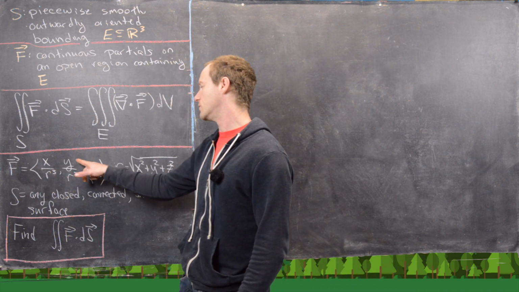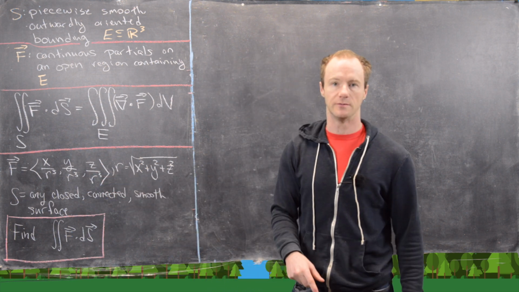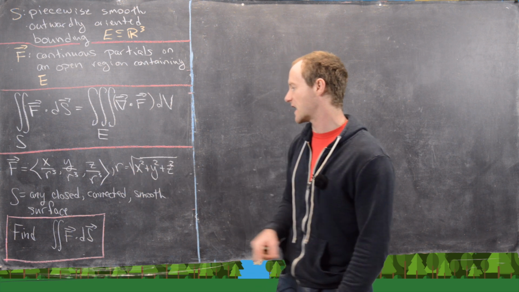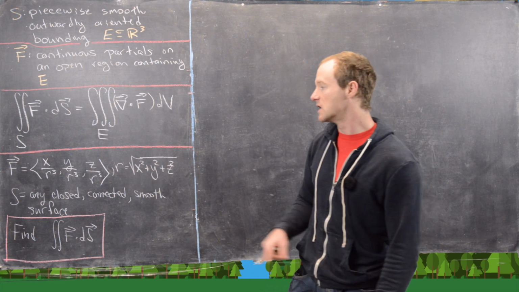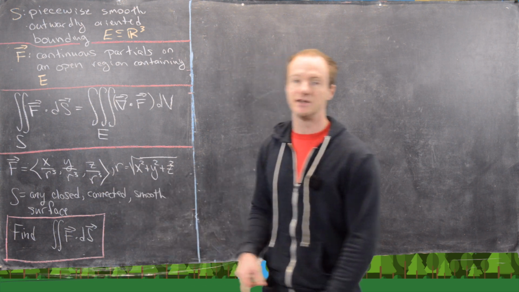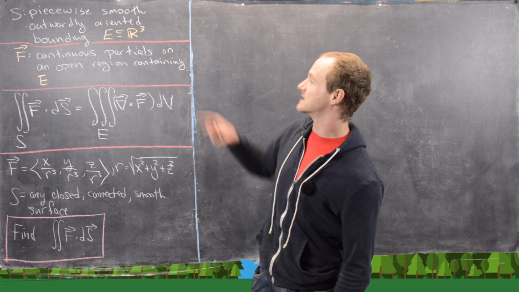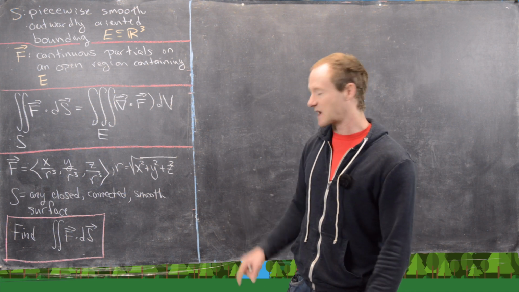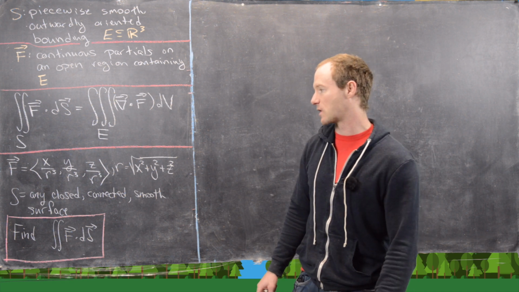Okay, so what we're going to look at is this vector field F, which is given by x over r cubed, y over r cubed, and z over r cubed, where r is the distance from the origin, so that is the square root of x squared plus y squared plus z squared. Notice this has a discontinuity at the origin, which means its partials are not continuous at the origin. That's actually going to motivate how we tackle this problem.